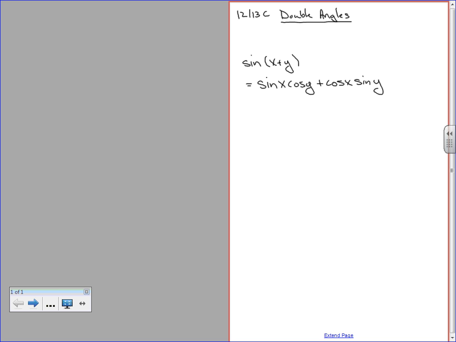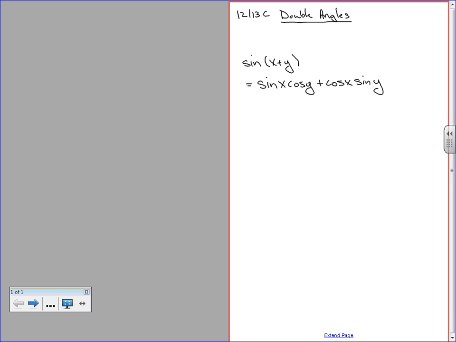Today is just a continuation of what we were doing last day, figuring out the exact values of trigonometric ratios, except now we're going to be working with double angles. Double angles are just a new set of formulas that you're going to need to know how to use, not to memorize. The double angle formulas are at the bottom of your formula sheet. So I'm just going to show you where the double angle formula for sine comes from, and then you can develop the cosine and tangent on your own for fun if you want to.